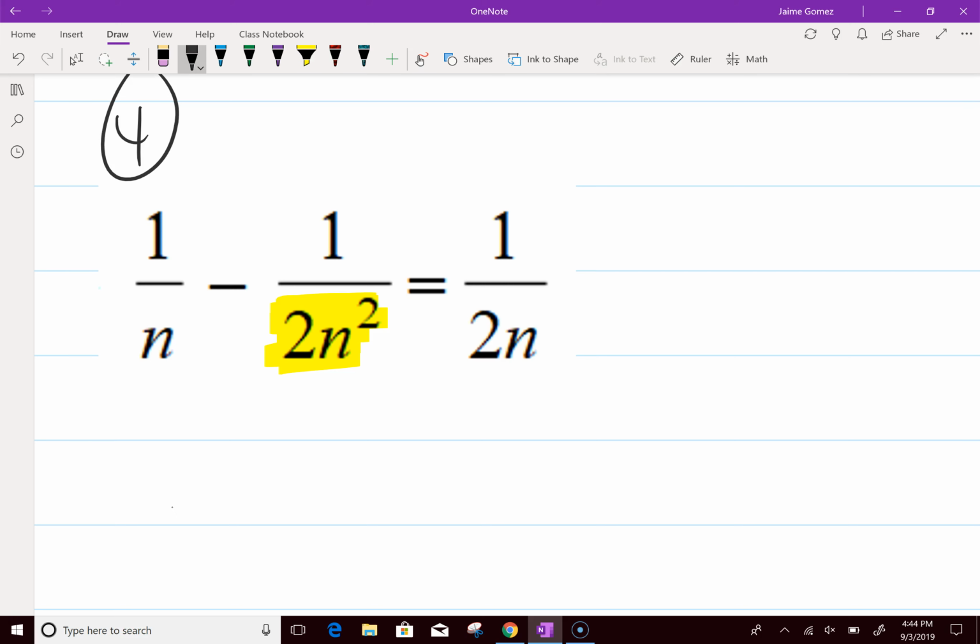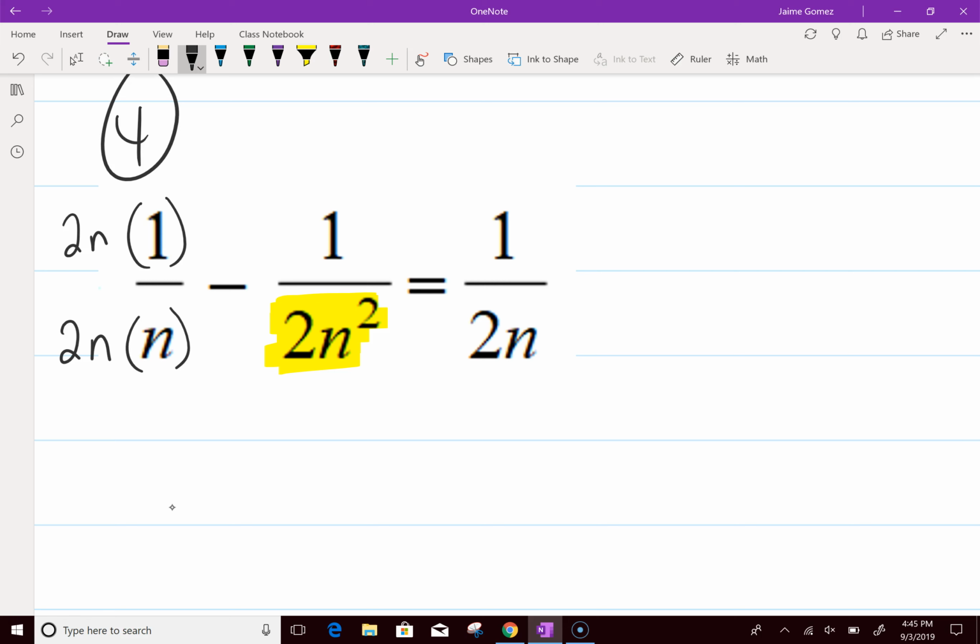So first, how do you make this n become 2n first? Well, n times what gives me 2n? 2 does. 2 times n is 2n. But I want 2n squared. So I need to multiply the n by another n. 2n times n gives me 2n squared. If you multiply the bottom times 2n, you multiply the top times 2n.